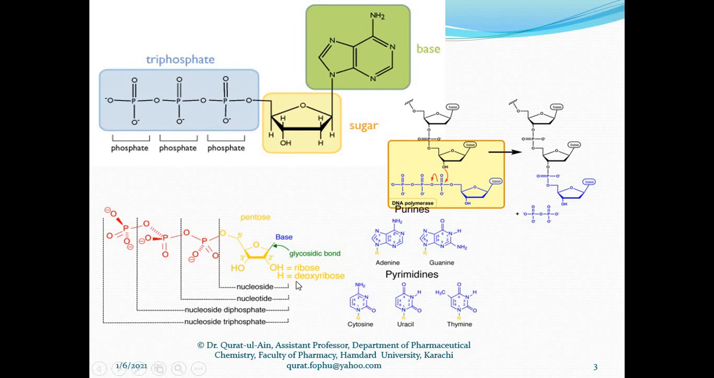However, the sugar that DNA has contains only one hydroxyl group, present at the 3 prime position. At the 2 prime position there is only a hydrogen. So due to the absence of one hydroxyl group at the 2 prime position, the sugar found in DNA is called deoxyribose sugar.